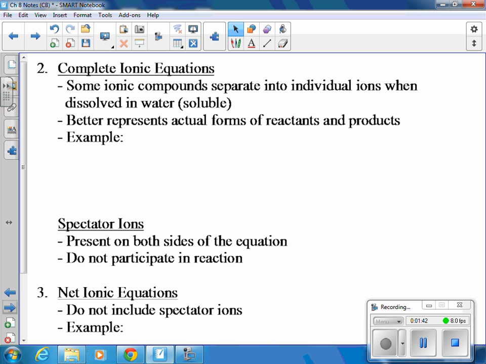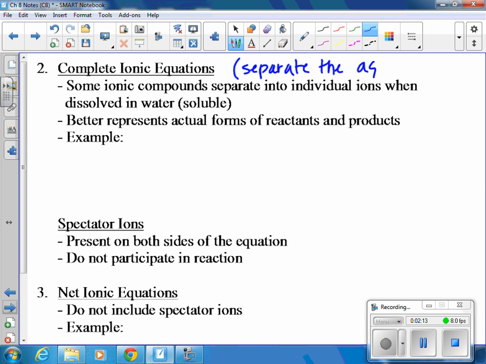And so it says that some ionic compounds separate into individual ions when dissolved into water. So when you're thinking ionic, I hope you're thinking that there's an electron transfer. We have a metal to a nonmetal, positive to a negative. So we have all these different things in terms of looking at ionic. Now, this better represents the actual forms of the reactants and the products. So what you want to do in the ionic equations is you want to separate the aqueous substances.